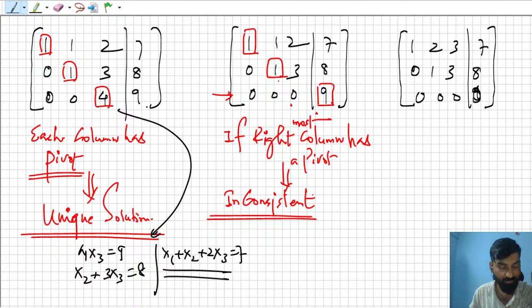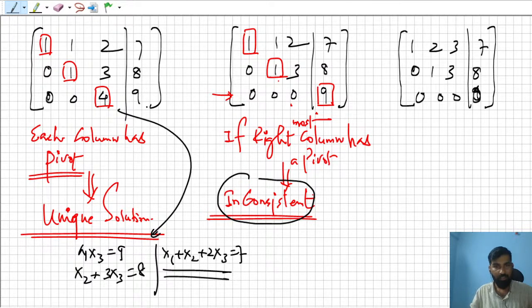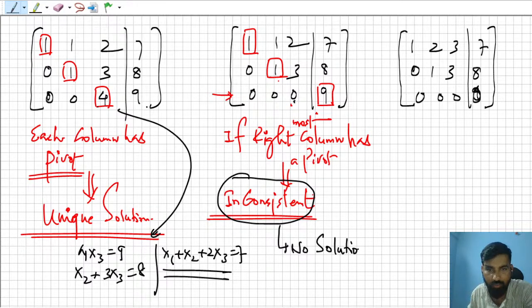But in this case, what will happen? If you apply back substitution, then 0 equals non-zero. Is it possible? Tell me, is it possible? It is inconsistent. The moment you see a row that is completely 0 on the left side and this side has a pivot, you can't take this as a pivot, but you can take this as a pivot. So left of the pivot, here you will get no solution.